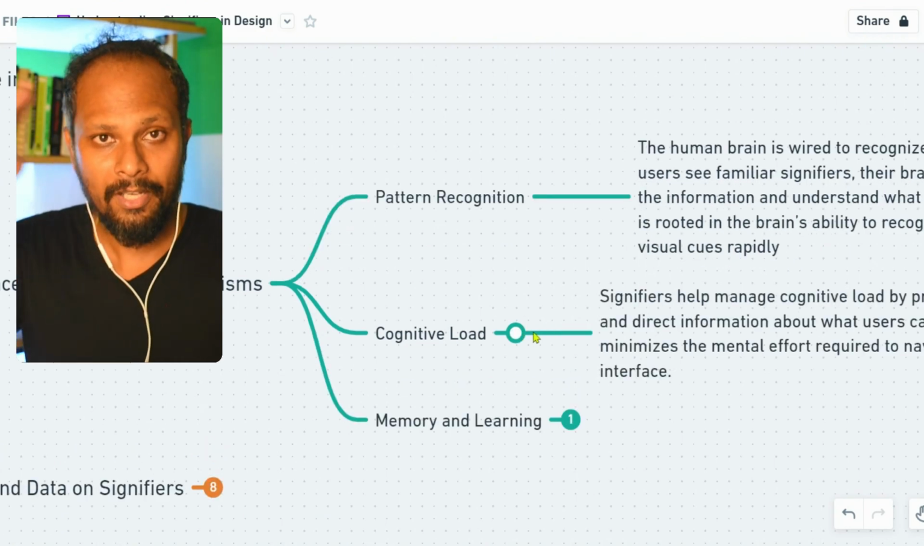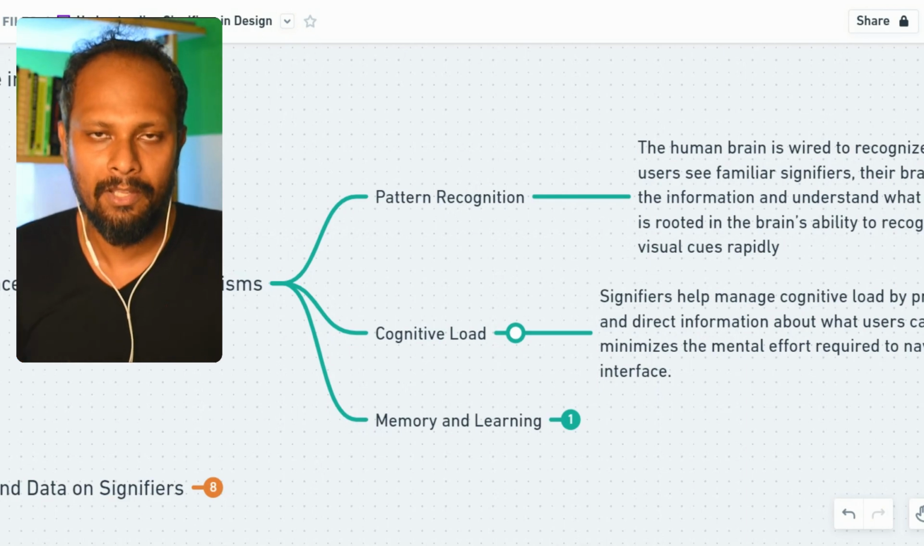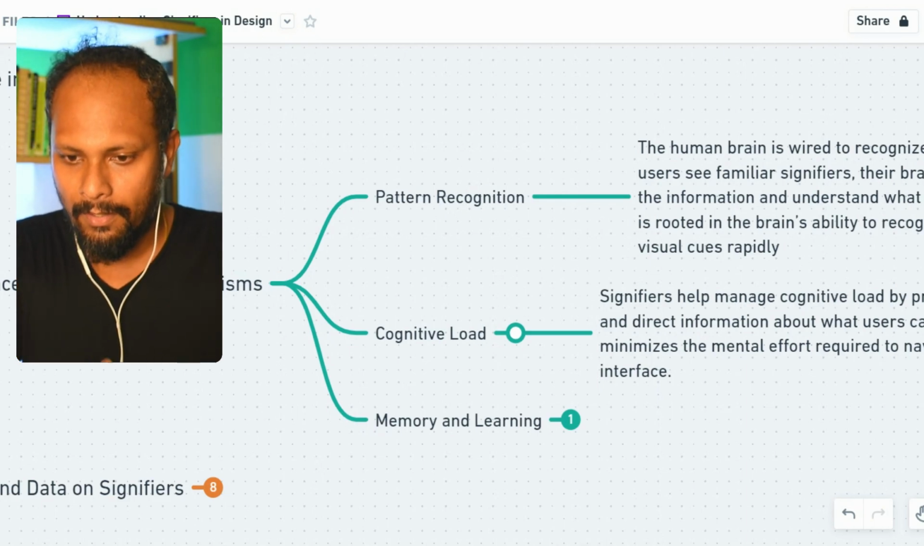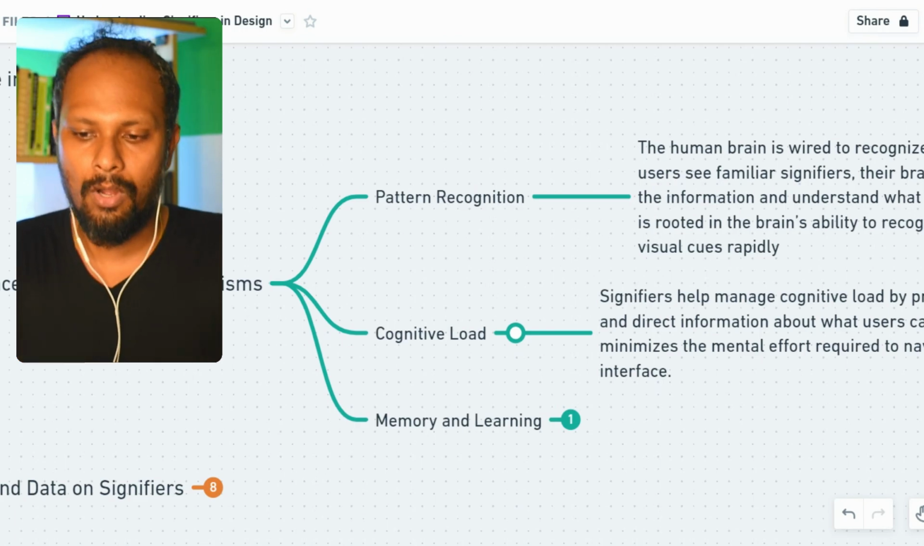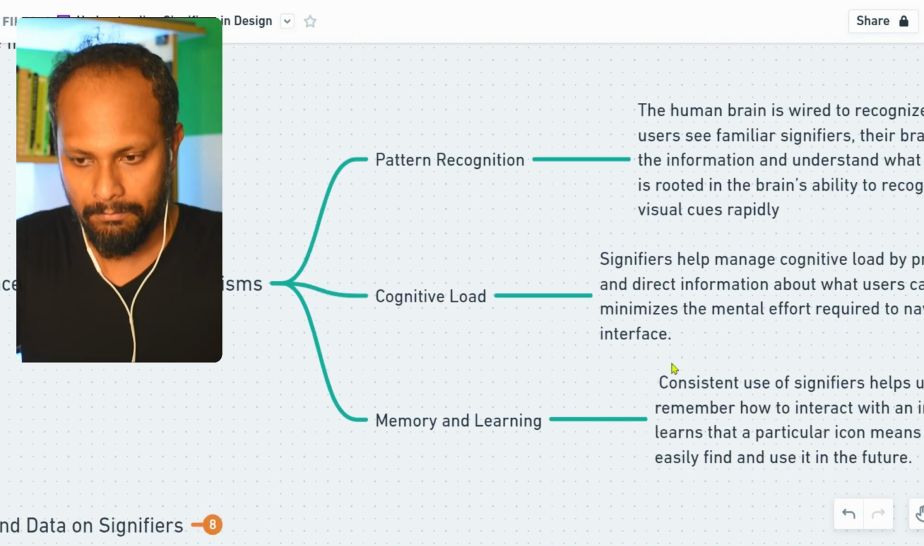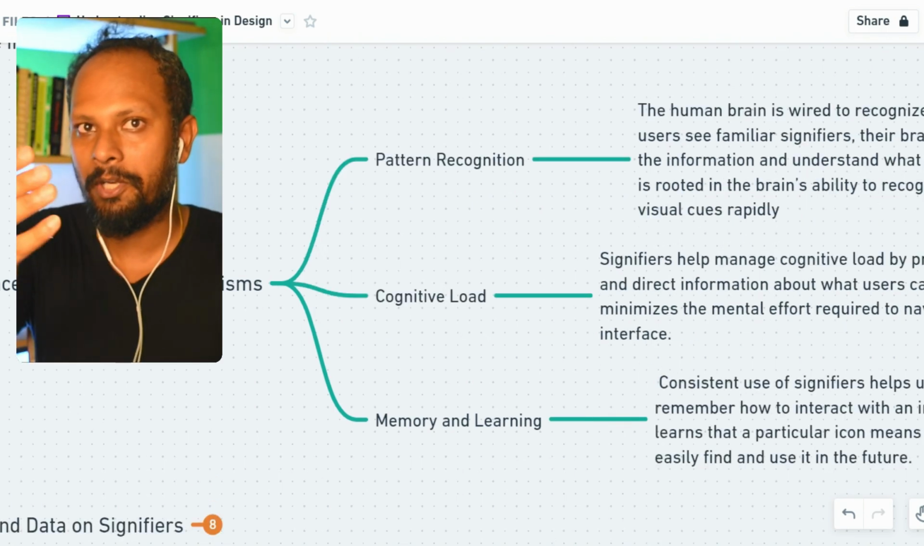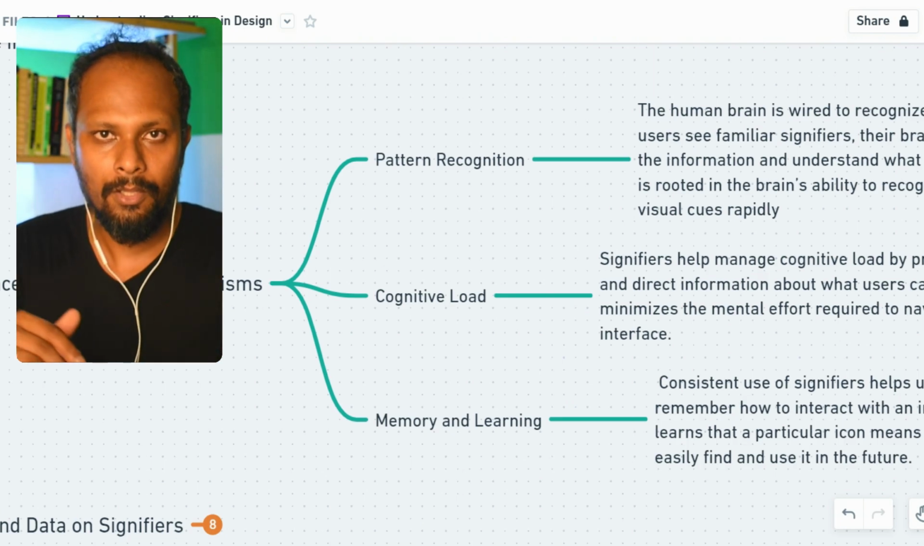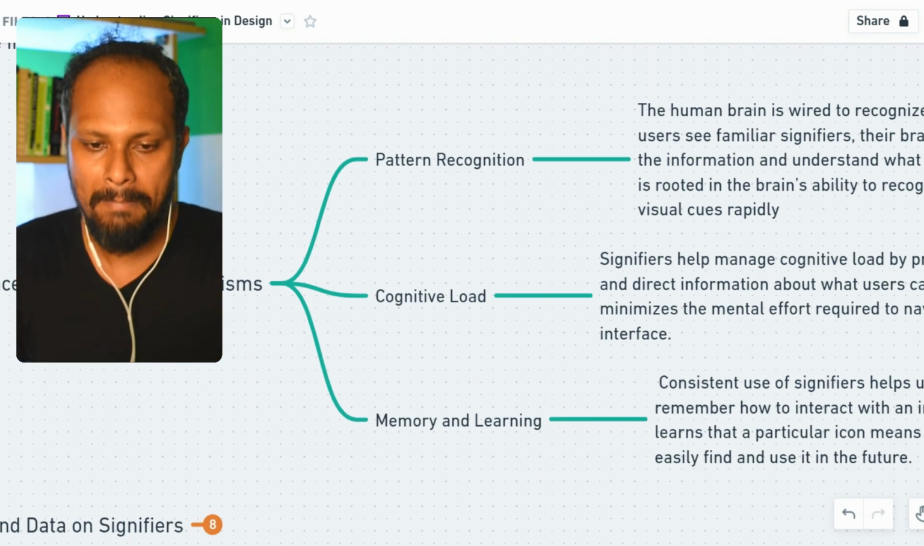Also, if you design too much, the cognitive load will be very high and people will feel overwhelmed. Okay, so signifiers help to manage the cognitive load by providing clear directions on what users can do. And when it comes to memory, people remember this. I already told you this. If the retention is not high, the user experience of the website will definitely be bad.